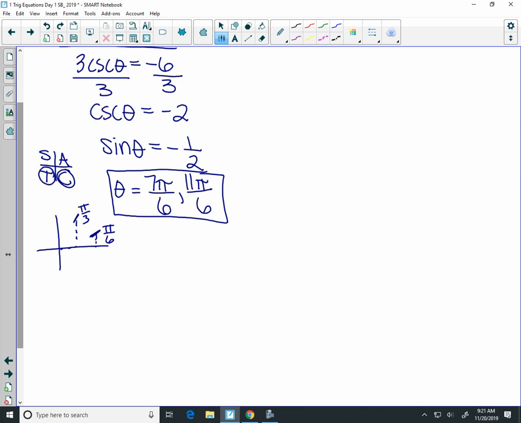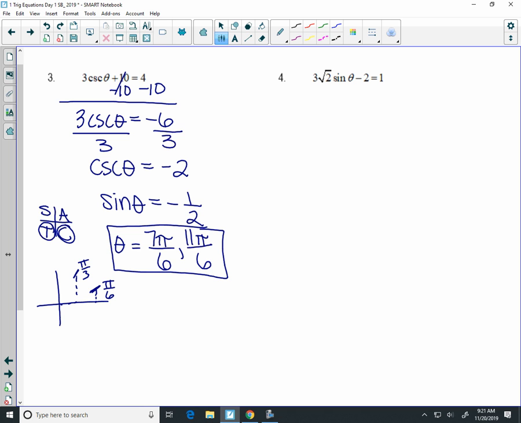What else? We okay? Other question? All right. 3 radical 2 sine minus 2 equals 1. Go ahead and solve for theta. Actually, that's false. Okay, I'm going to catch up with you. I see on my test.